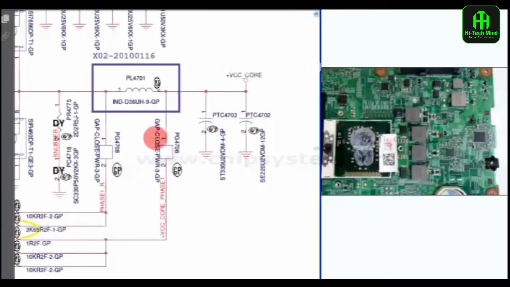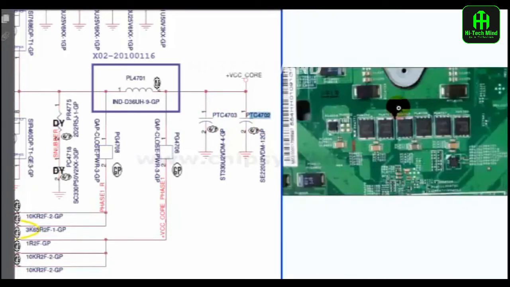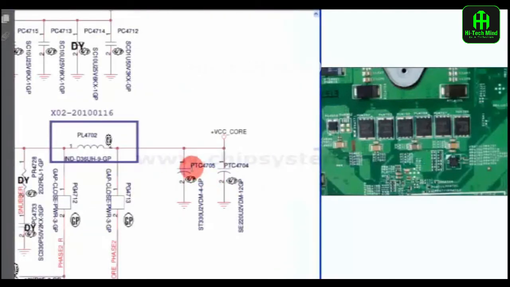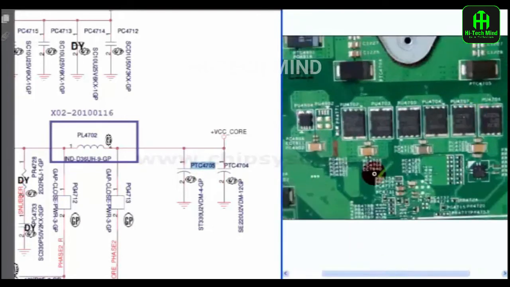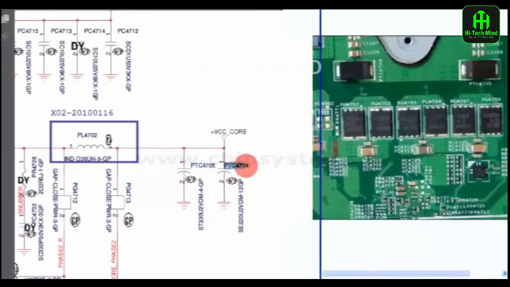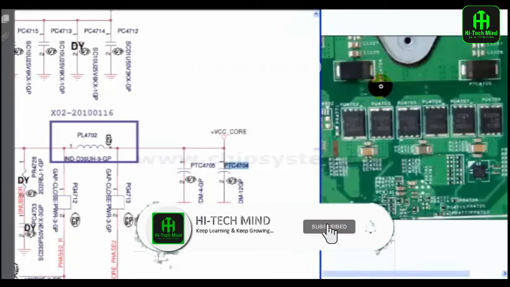Next to connect the output filter capacitor. It mentioned PTC 4702 and PTC 4703. See, this is capacitor PTC 4705. This is the capacitor PTC 4705. Look at the image. This is capacitor PTC 4704 and this is the capacitor PTC 4704. This is output filter capacitor. Next to connect the CPU.